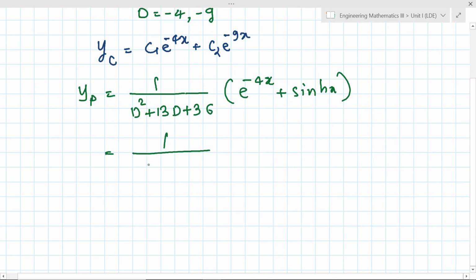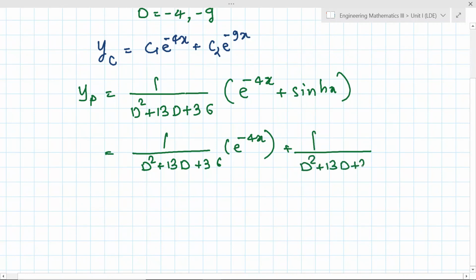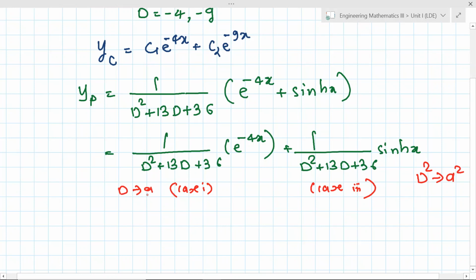This is 1 upon D square plus 13D plus 36 into e raised to minus 4x, plus 1 upon D square plus 13D plus 36 into sine hyperbolic x, isn't it? Now for this we use case number 1, and for this we use case number 3, the hyperbolic function. Replace D square by plus a square, replace D by a.